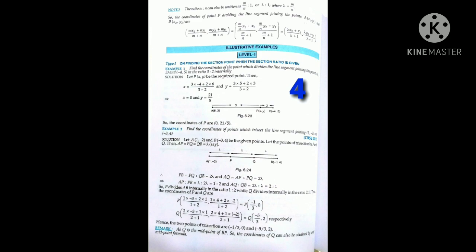Okay. Let us see the next question. Very interesting one and very important also. The question is, find the coordinates of the points which trisect the line segment joining (1, -2) and (-3, 4).